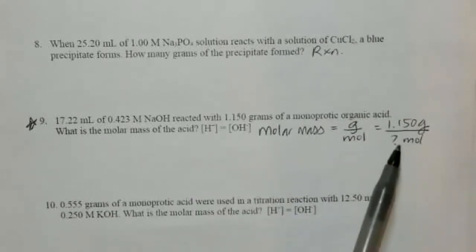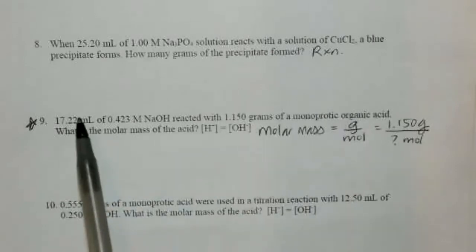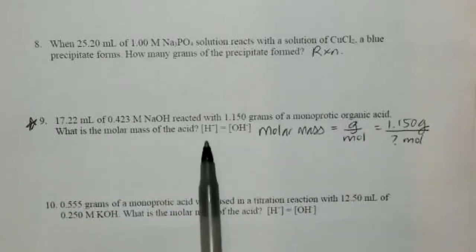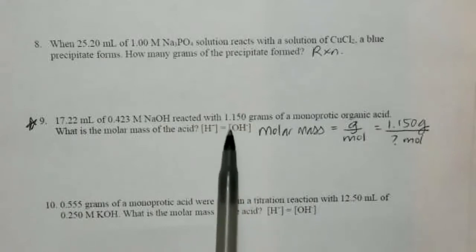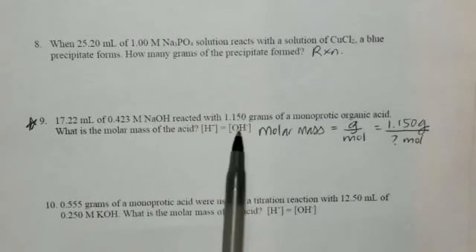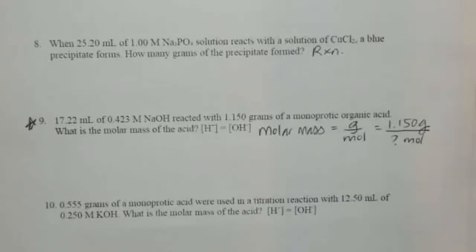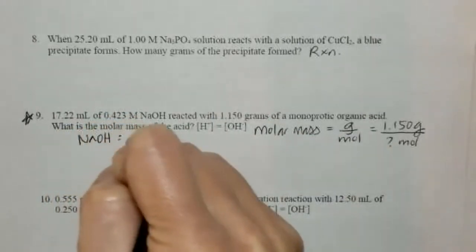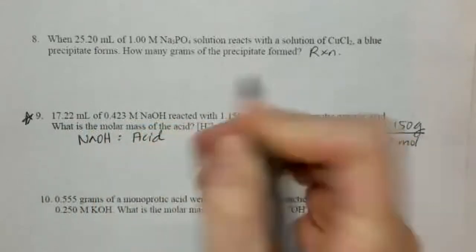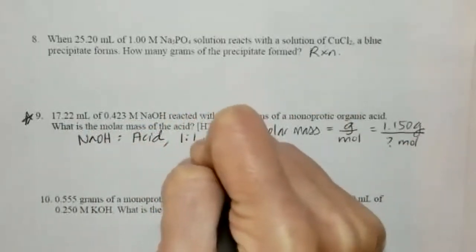Well, the only way I'm going to figure out my moles of the acid is by understanding my moles of base. And so what I tell you here is that the moles of H plus are going to equal the moles of hydroxide. I shouldn't have said concentration, but moles would be equal. In this balanced equation, it's hard to say what the balanced equation is, because we don't even know what the acid is. But what we can tell is that the sodium hydroxide and the acid, whatever that acid is, are in a 1-to-1 mole ratio.